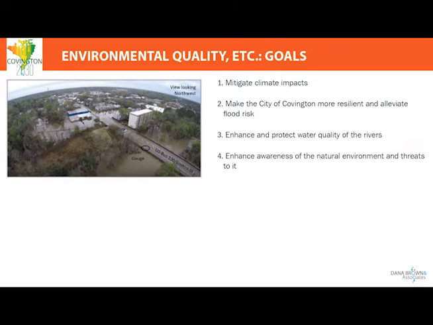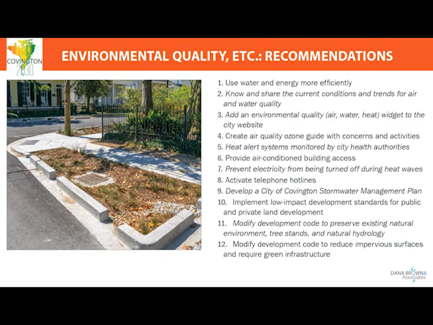Goals of the environmental quality, sustainability, and hazard mitigation element. 1. Mitigate climate impacts. 2. Make the city of Covington more resilient and alleviate flood risk. 3. Enhance and protect water quality of rivers. 4. Enhance awareness of the natural environment and threats to it. I will now review the main recommendations for this element.